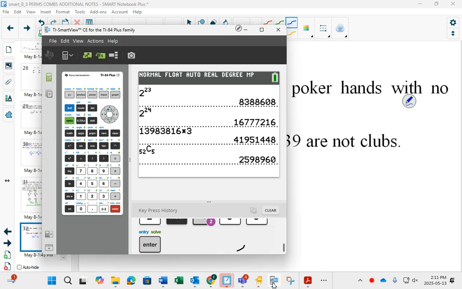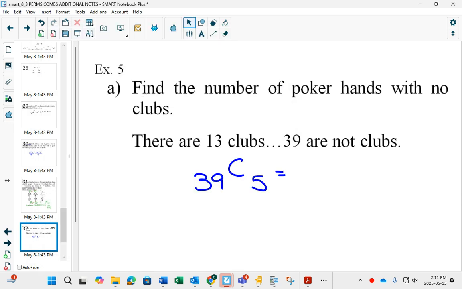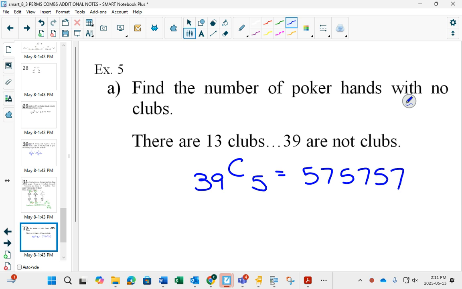Look at this. There's a 39, man. Oops. 57. You got it? Okay, thank you. Because I was writing on my calculator with pen. It's a pretty number. That's pretty. 575,757 poker hands have no clubs.